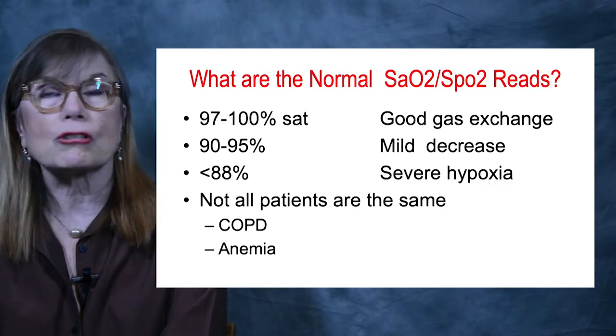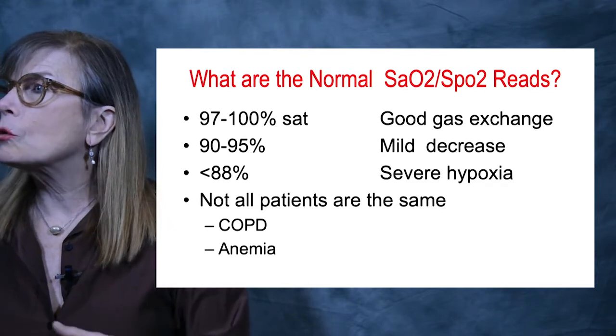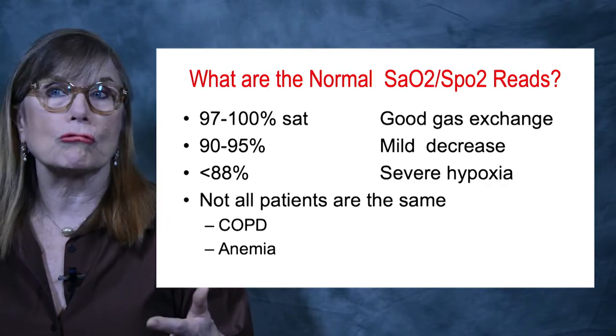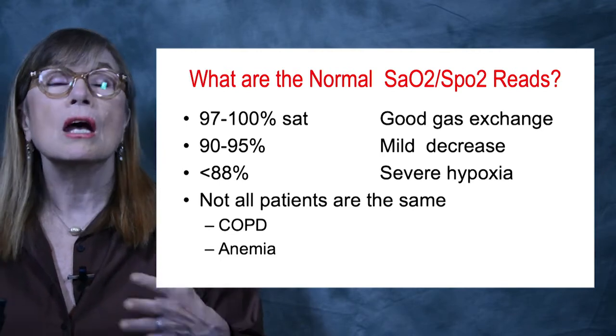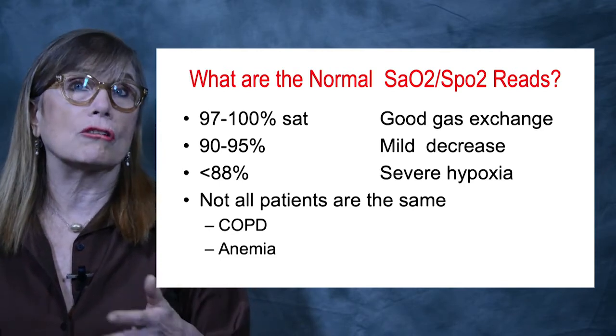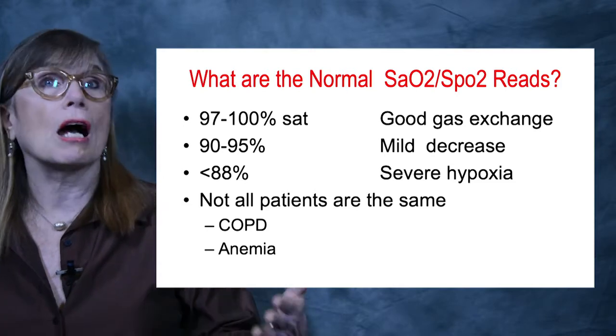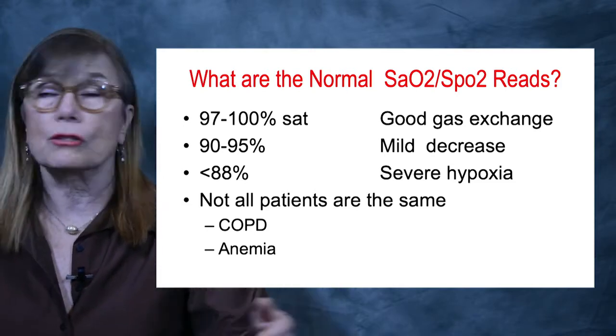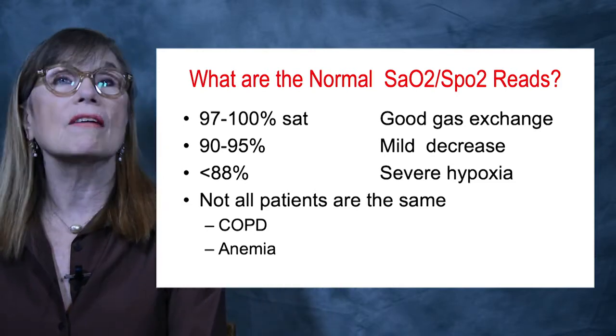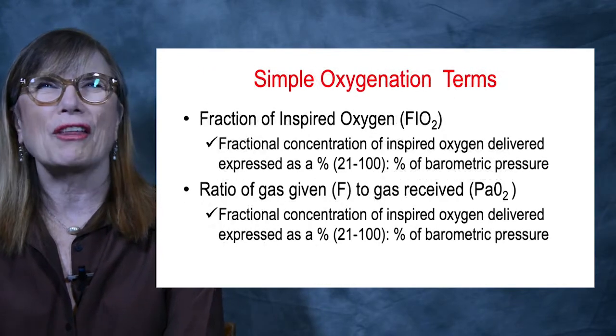Now, not all patients are the same. Many patients who have chronic lung disease, either obstructive or restrictive lung disease, may have differences in their saturation that they have accommodated to and acclimatized to, so it doesn't cause a significant severe imbalance for them.